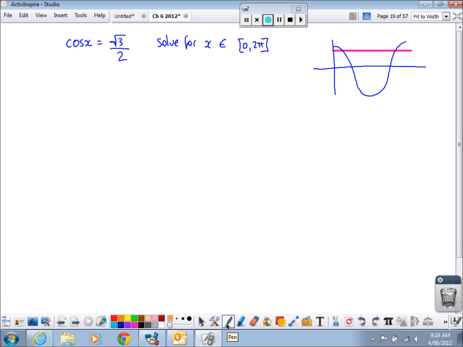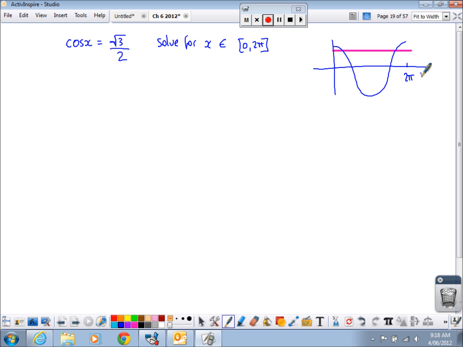Okay, so when we sketch that graph, we know that we've got one period, so it's only going to 2 pi, and we know that there are going to be two solutions, and we can see that the two solutions are going to be in the first and fourth quadrant. So it's really important to visualise what you're dealing with. Okay, so cos x equals root 3 on 2.